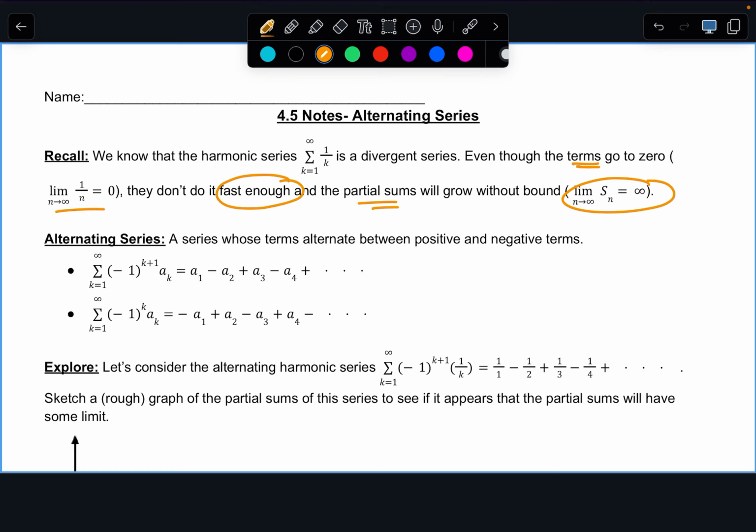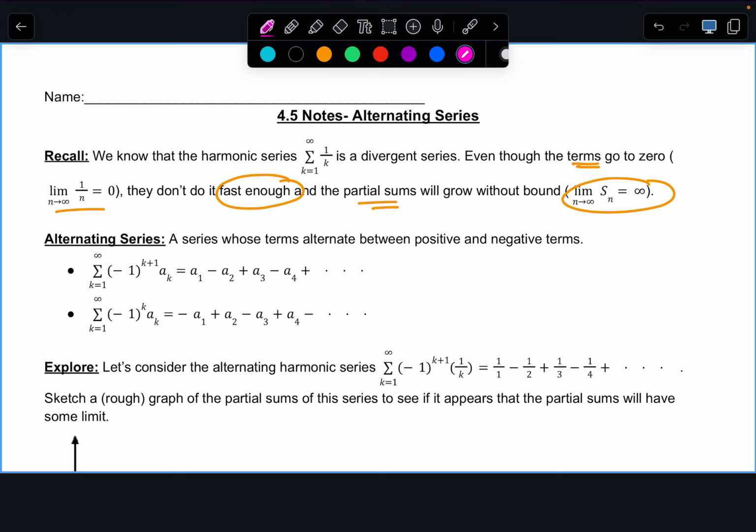But there's an interesting thing that'll happen, and what we're going to look at today is called alternating series. So series that have terms that alternate between positive and negative. So they're either of the form (-1)^(k+1), just meaning we start positive, then negative, then positive, then negative, or (-1)^k, start negative, then positive, and so on.